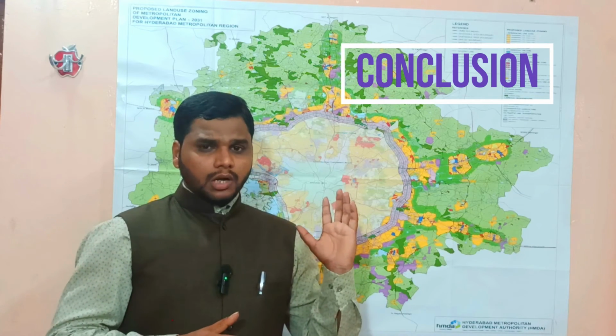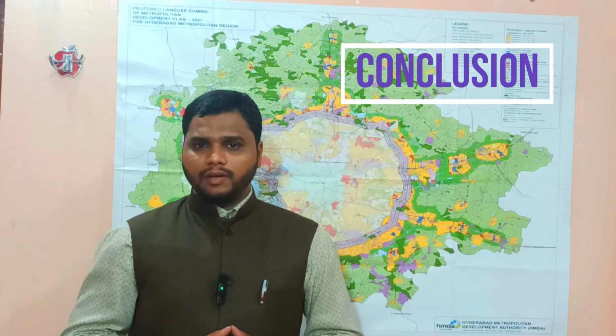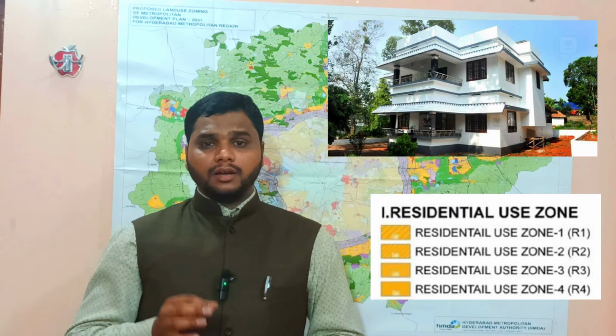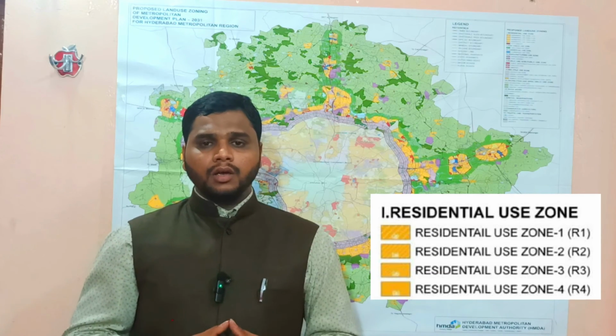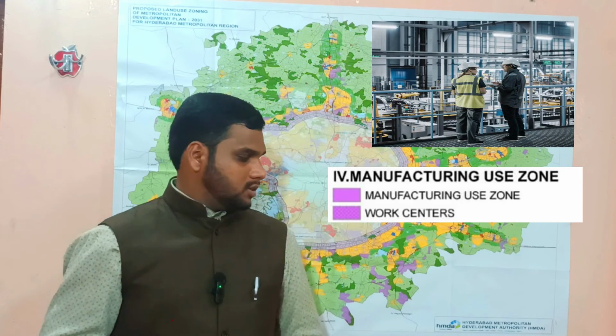Till then, just to conclude all these zones that we have discussed, if you wanted to construct your house, buy land in residential zone, that is orange color. If you wanted to set up an industry, buy land in manufacturing zone, that is dark pink color. And if you want to open an LP gas godown, buy land in public and semi-public utility zone.